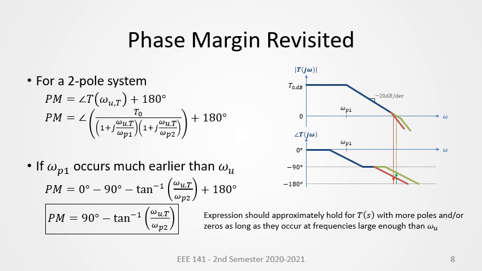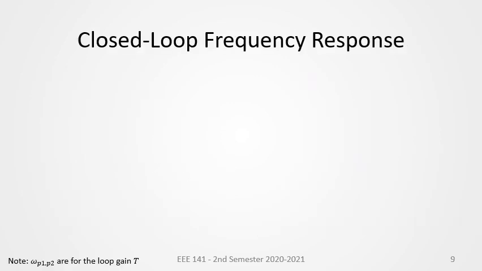However, if the second pole occurs earlier, as shown in the red lines, then the phase margin will be smaller. In this case, the omega u over omega p2 fraction will be more than 1, and the phase margin will be between 45 degrees to 0 degrees, which does not meet our rule of thumb presented earlier where the phase margin should be at least 45 degrees. The previous equation was based on the ratio of omega u and omega p2, which are the unity gain and second pole frequencies of the loop gain.